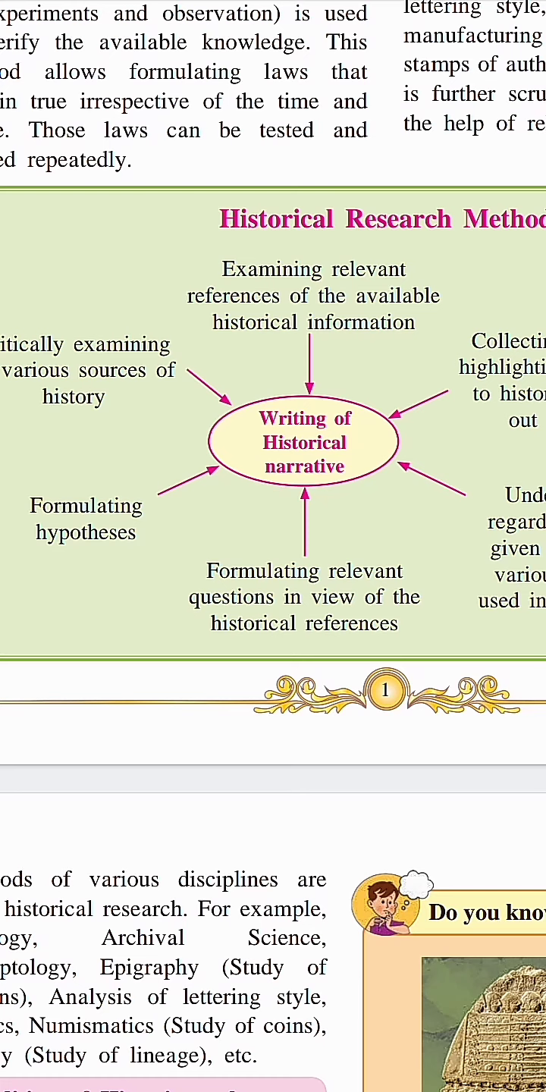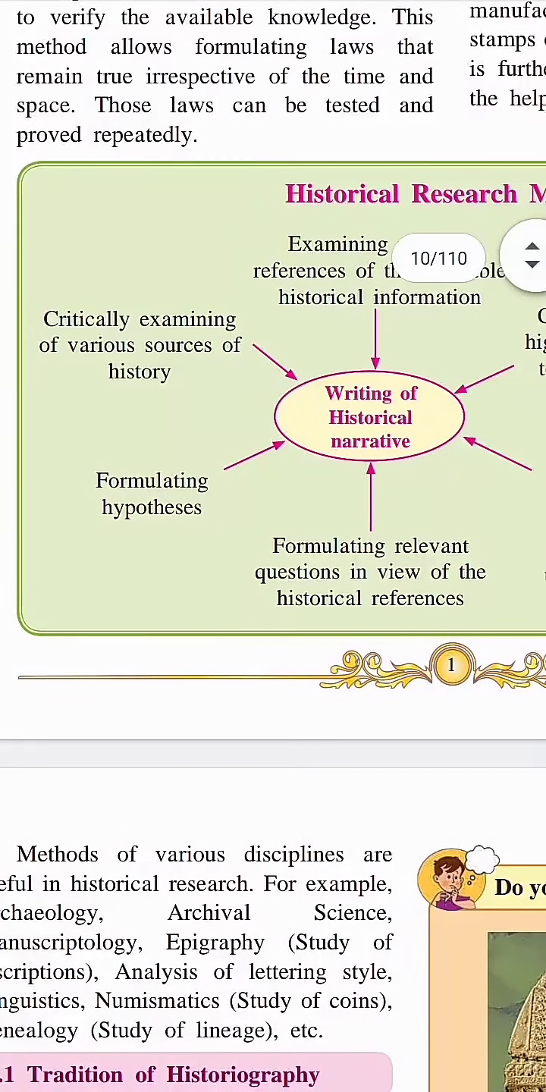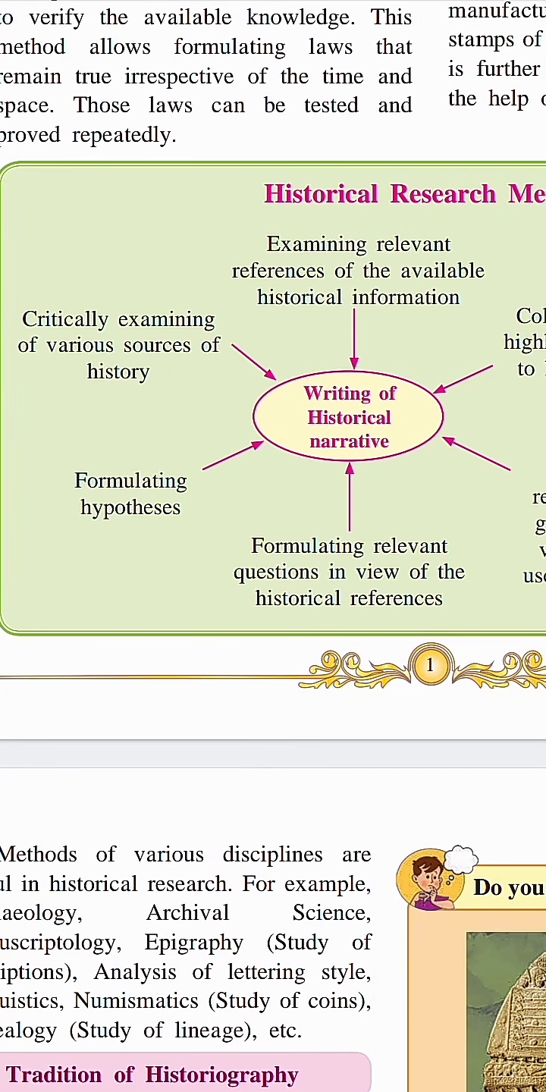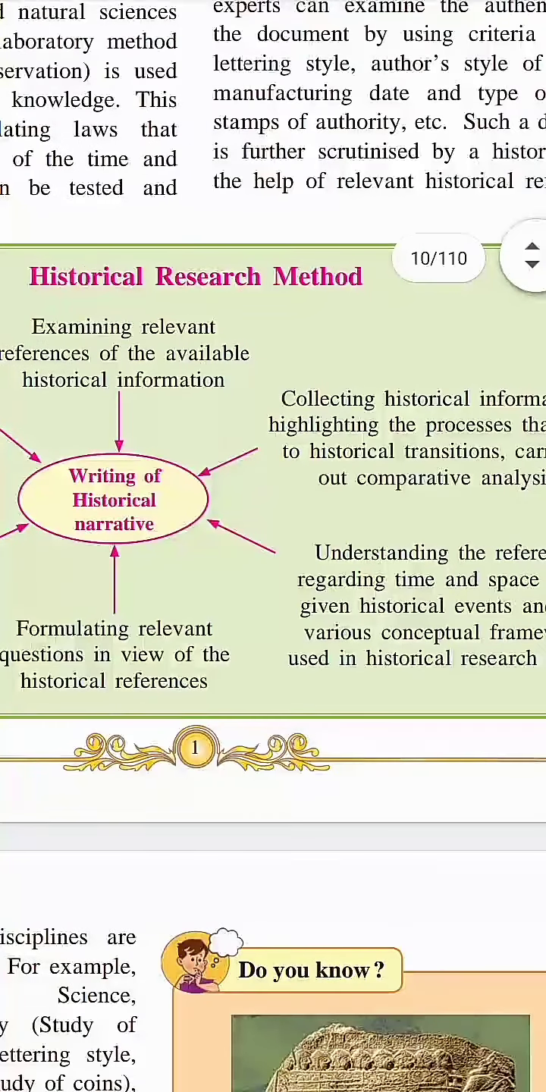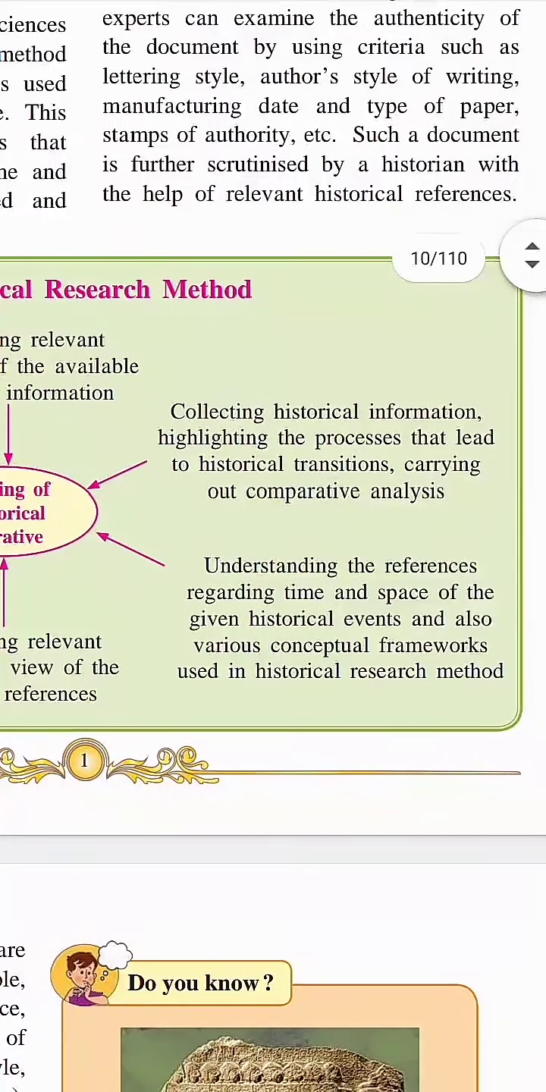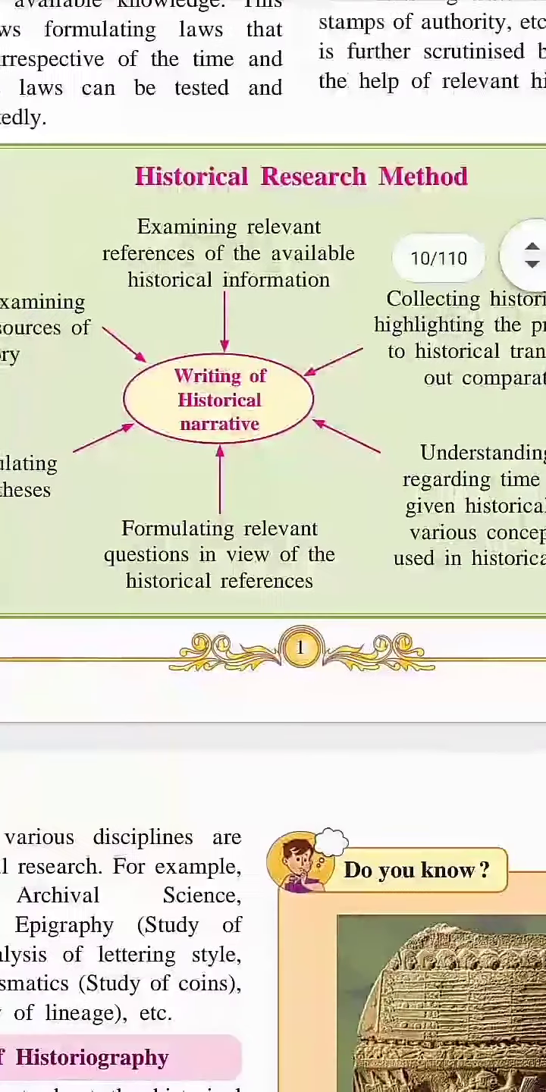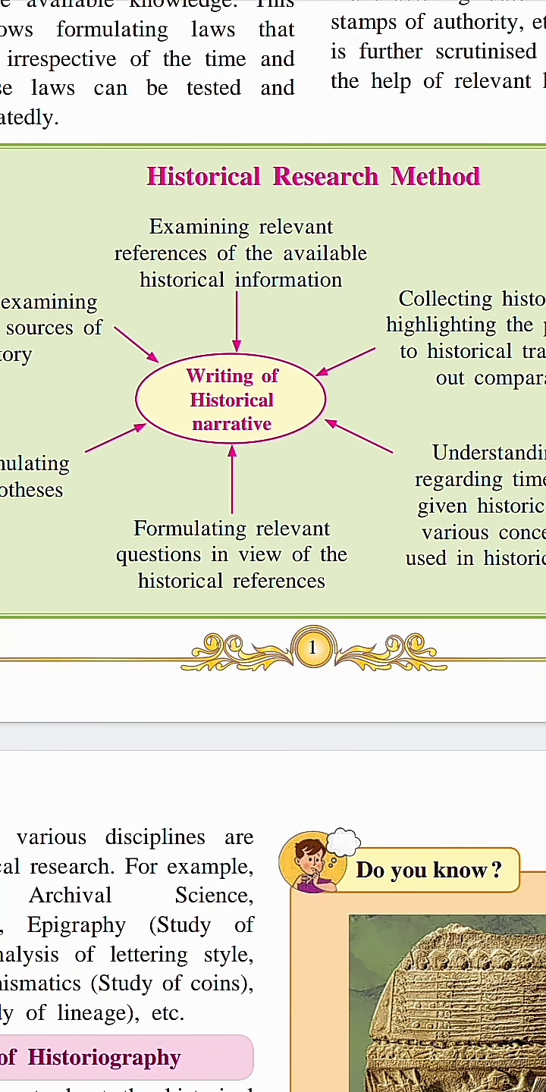First, formulating hypothesis. Second, critically examining various sources of history. Third, examining relevant references of available historical information. Fourth, collecting information, highlighting the process that led to historical transition, carrying out comparative analysis. Fifth step, understanding the references regarding time and space of the given historical events, also the conceptual framework used in historical research method. And the last one is formulating relevant questions in view of historical references.